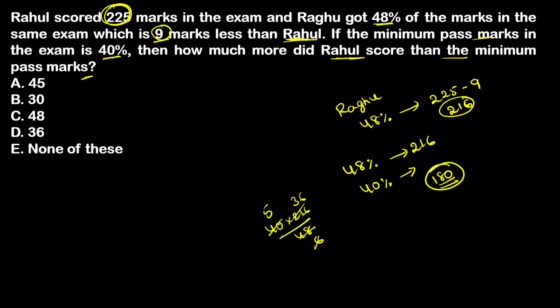Pass marks being 180 and Rahul has got 225 marks. So 225 is 45 more than 180 marks. So Rahul got 45 more than the pass marks. Is this clear, everyone? Have you understood?